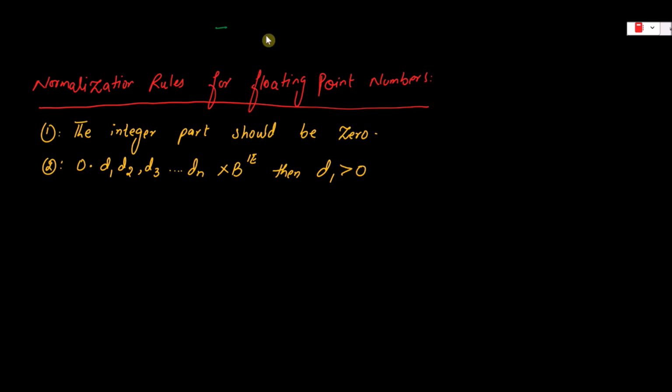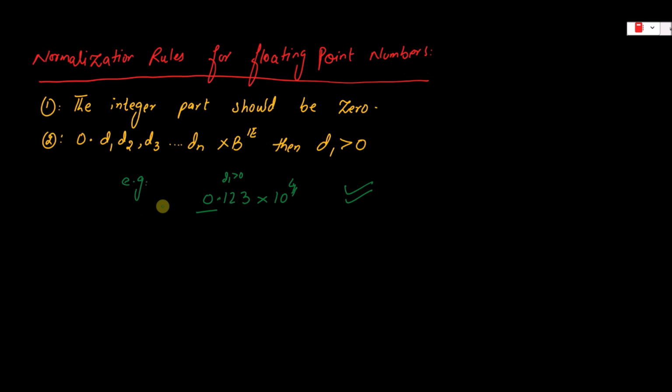Now, if we write a few examples, the first case is 0.123 times 10 raised to the power 4. The integer part is 0, that is fine. And the first digit, d1, is greater than 0. So this is a floating point number. This floating point number follows the rule of normalization.